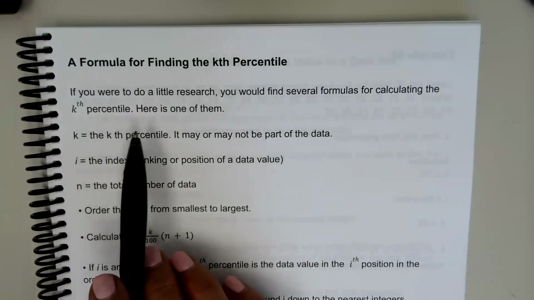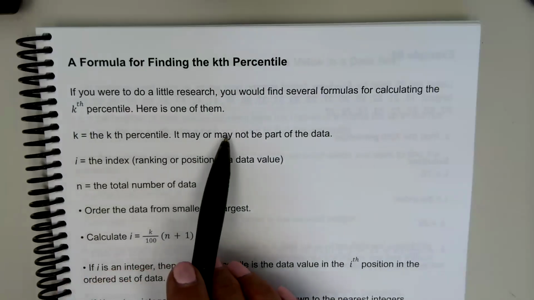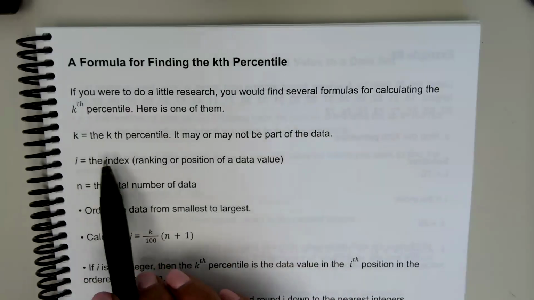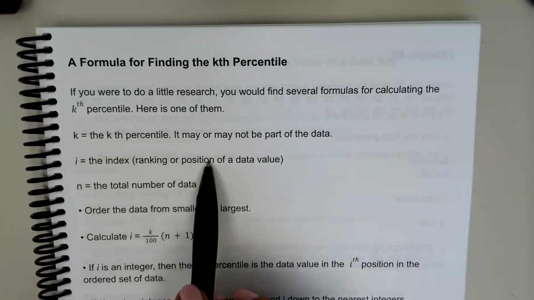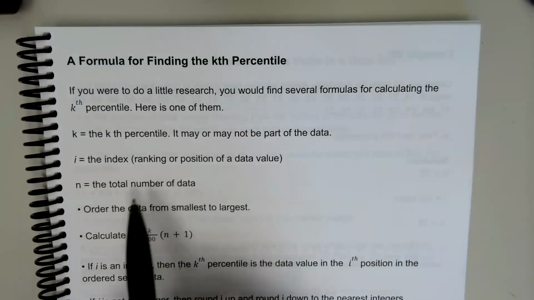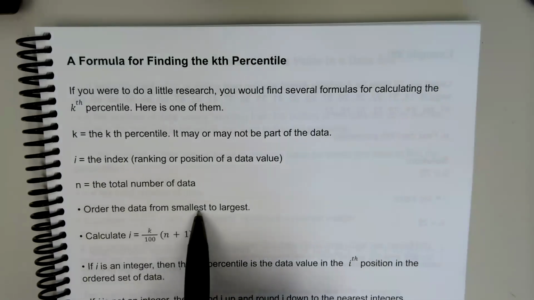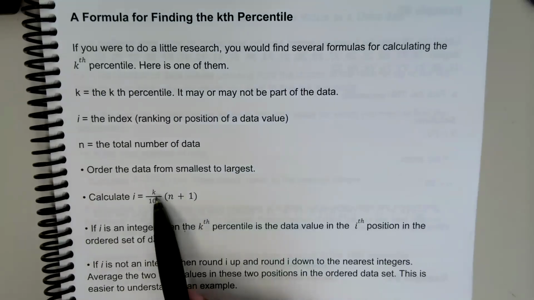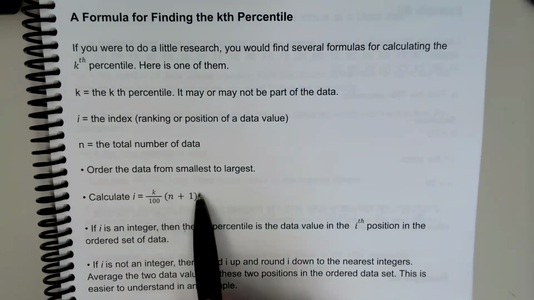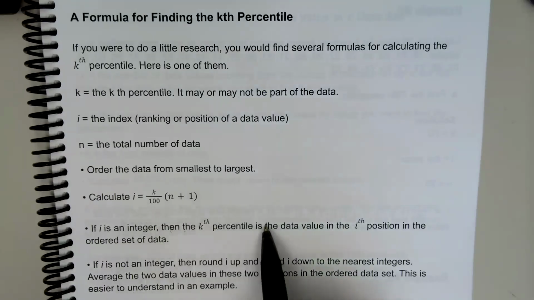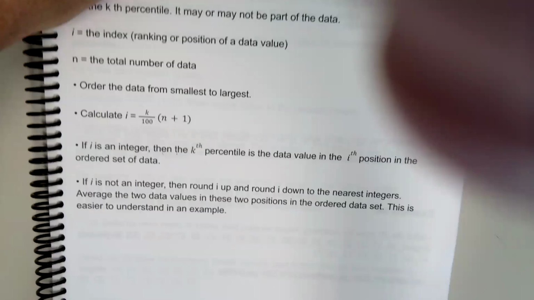So K is going to be the kth percentile that you're looking for. It may or may not be an actual data point in your data set. I is the index, so it's the ranking position of your data value from smallest to largest. N is the total number of data points. You're going to order your data from smallest to largest and then calculate I. I is K out of 100 times N plus 1. If I is an integer, then the kth percentile is a data value in the ith position. If I is not an integer, then you're going to round up.